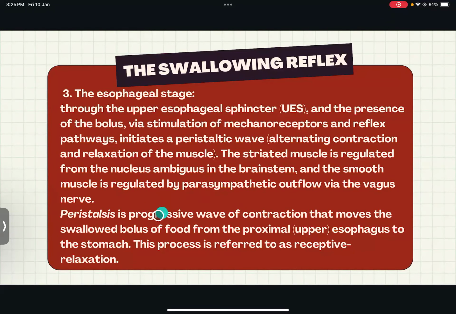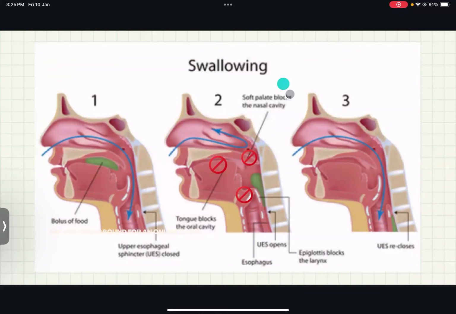And here is the definition of peristalsis again. And this process is referred to as receptive relaxation. And yeah, this is it in a diagram, just in order to make sure you guys get the hang of it. So yeah, this is the bolus of food. This is as you start eating.